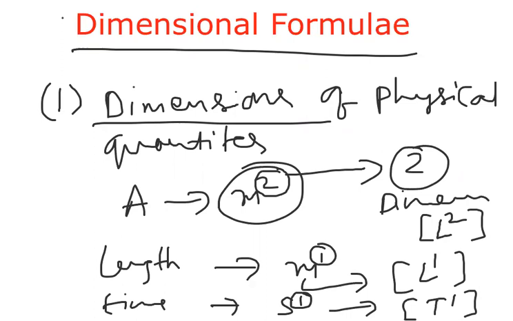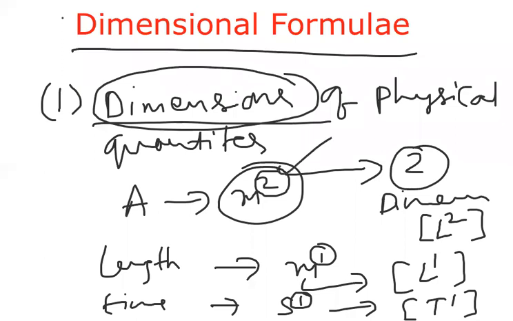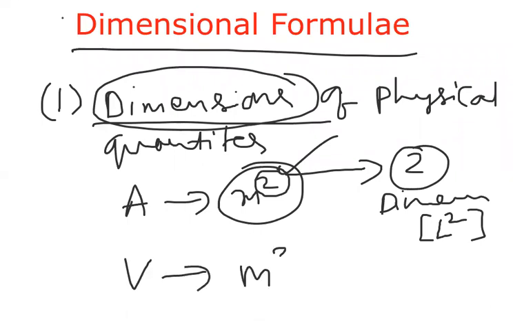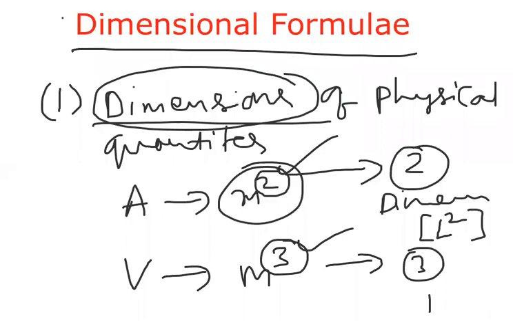Remember, dimension is nothing but the power raised to the fundamental unit. For example, take volume. What is the SI unit of volume? Meter cubed. What is the power raised here? 3. So the power raised to the meter, 3, is the dimension. How do we represent it? L power 3, L³.